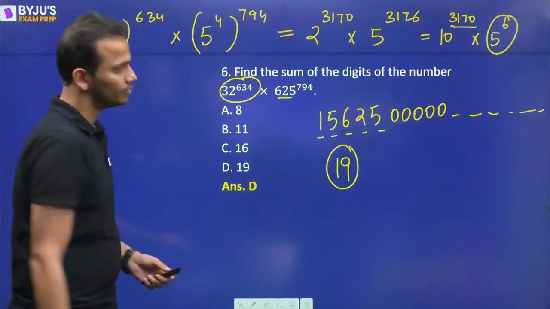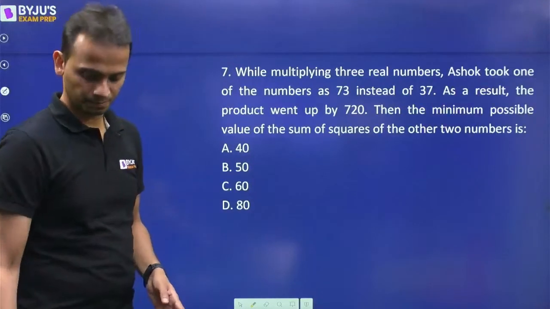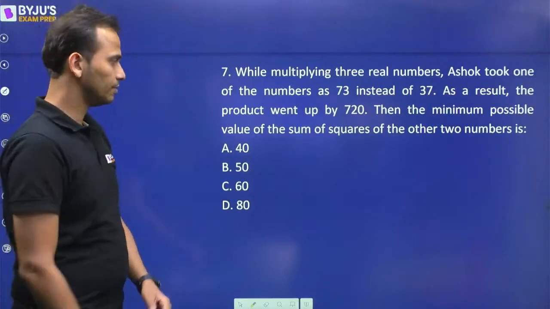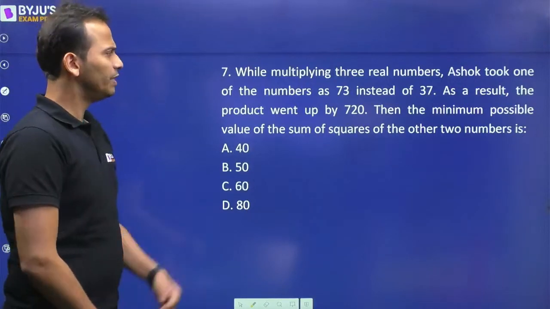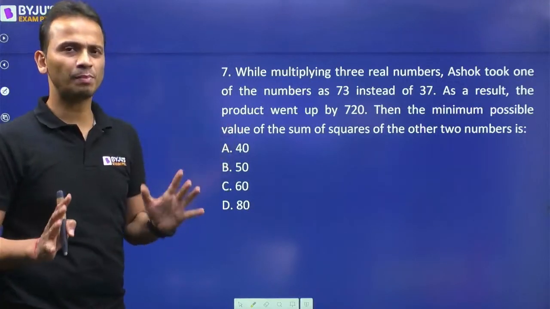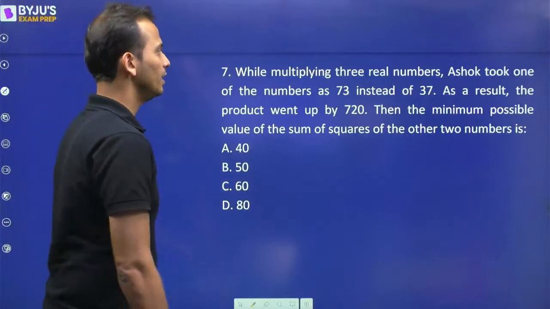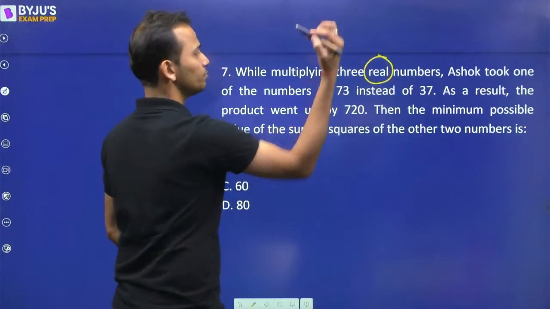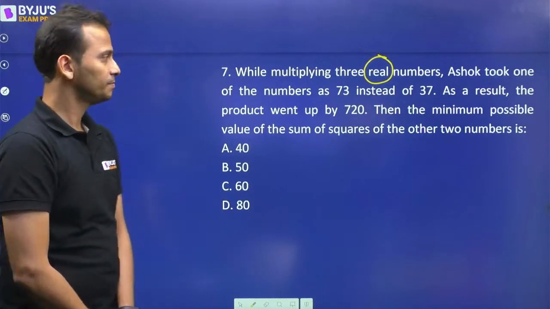Okay. All right, let's move ahead and look at the next question. Again, a very tricky question. The last part is tricky. So you'll be able to solve maximum part of this question, but the last part will be tricky. Important is this part. The numbers are real numbers.